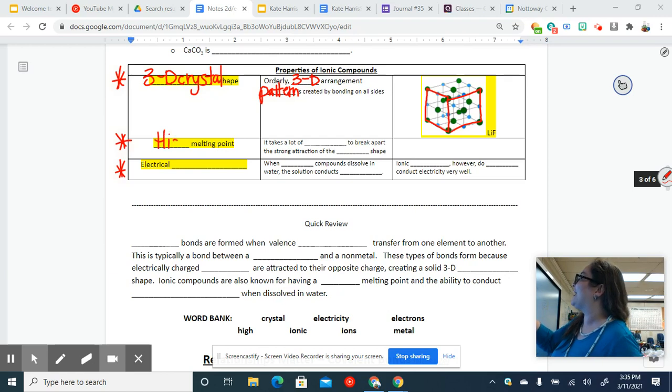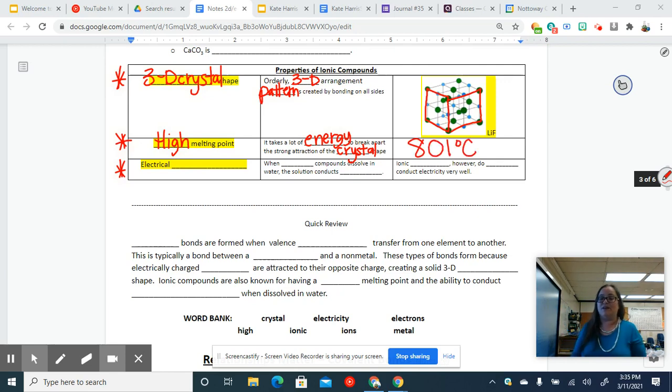Ionic compounds have a high melting point, a very, very high melting point. It takes a lot of energy to break apart the strong attraction of that crystal shape. Think about it. I can get salt to dissolve, but can I get it to melt? If I take a pan and put salt in it, it's going to sit there. It's a rock. You could throw salt in a fire and it's not going to melt because it doesn't melt until 801 degrees Celsius. So it doesn't go from a solid to a liquid until 801 degrees Celsius. So you are not going to melt salt just on your stove. It's not going to happen. You're just going to get warm rocks. You're going to get hot salt.